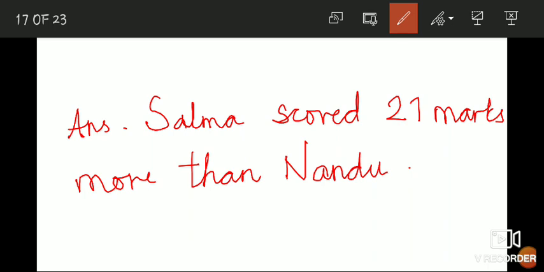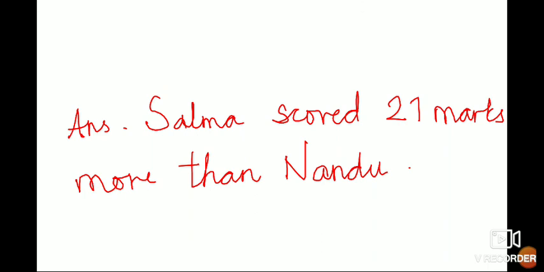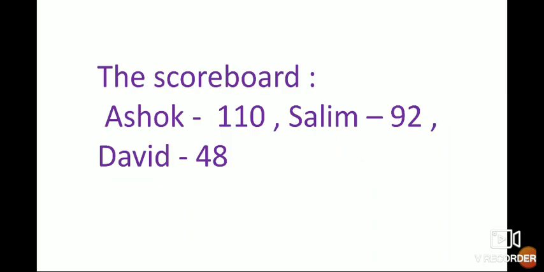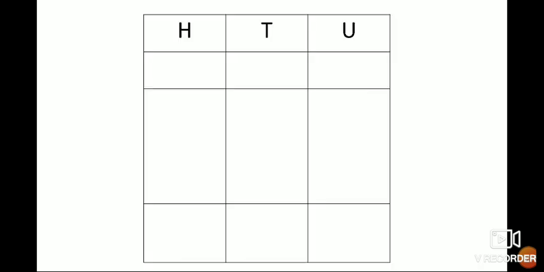Alright, you've got your subtraction problem also. Now there's one more sum here on page number 60, the last sum. The scoreboard. Ashok 110, Salim 92 and David 48. Now listen, this is going to be your test. It's going to be your revision to see if you have followed the sums well.